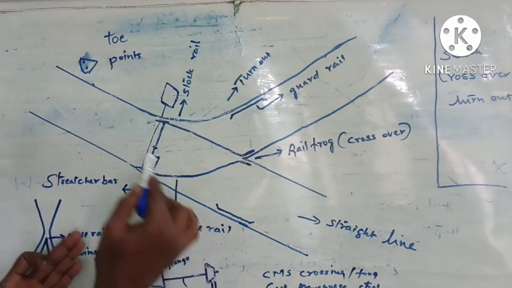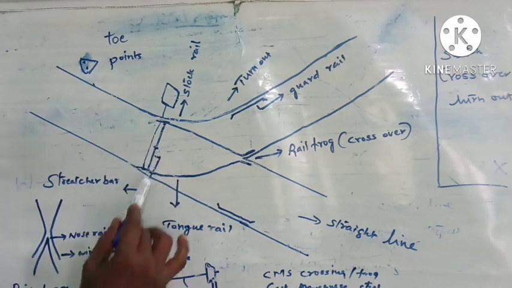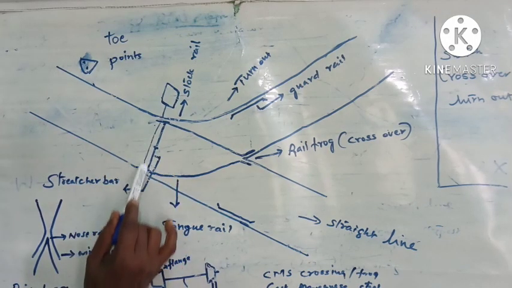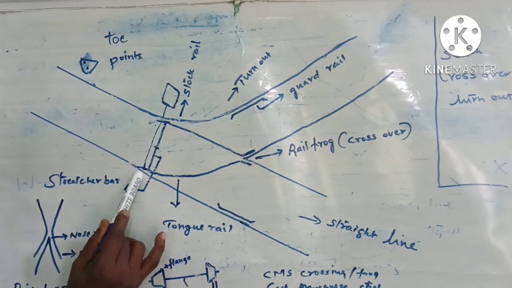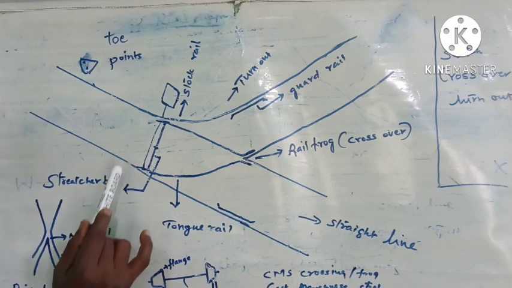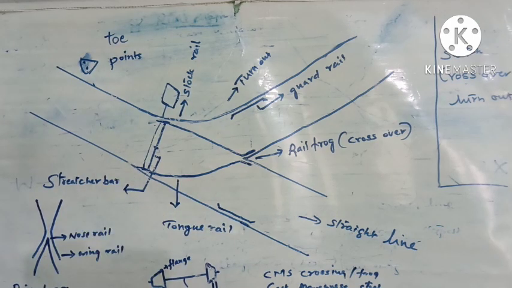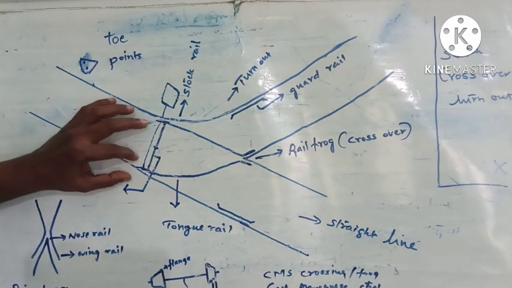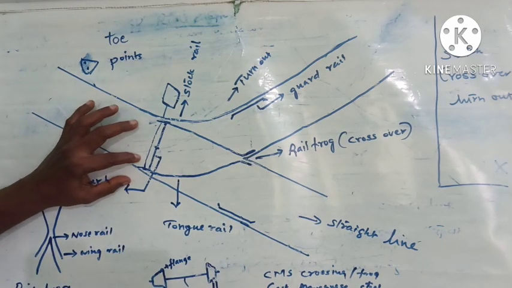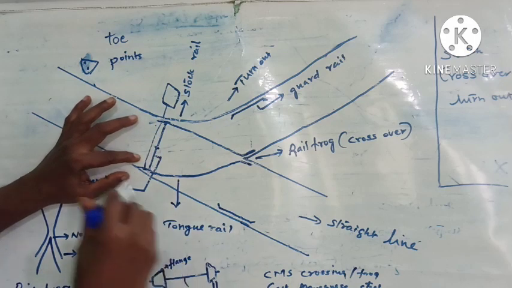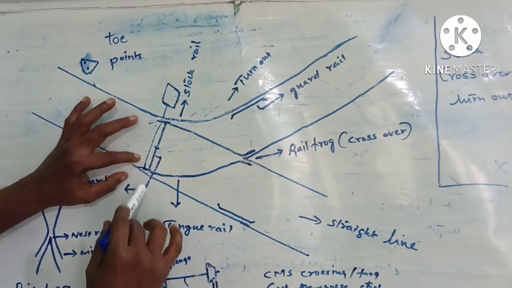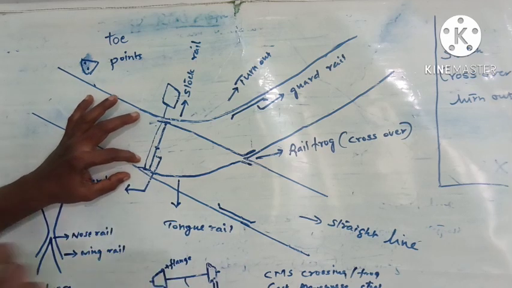In that case, we have to physically lock the points. In this condition, we will lock the point at this end, where the tongue rail is touching the stock rail. That portion will be locked. This end will be locked using a clamp and padlock or a quarter bolt and padlock. In the yard, suppose this point is in the yard, it can be set by operating a lever. It can be set. But how is it locked? It is locked by using a quarter bolt, and it will be padlocked.